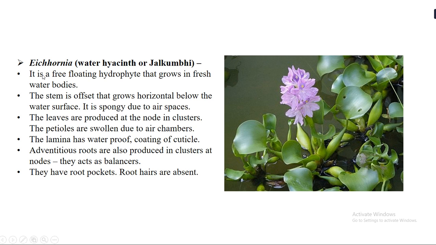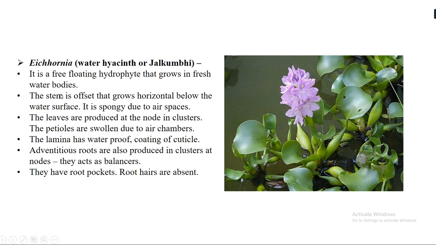The next one is Eichhornia, which is also known as water hyacinth or jalkumbhi. So this is a free floating hydrophyte that grows in freshwater bodies. So students, you must have seen this, you must have observed this particular plant growing on the surface of the rivers and the ponds. Okay, it is very commonly seen. So this is Eichhornia, known as water hyacinth, and the other common name for it is jalkumbhi.